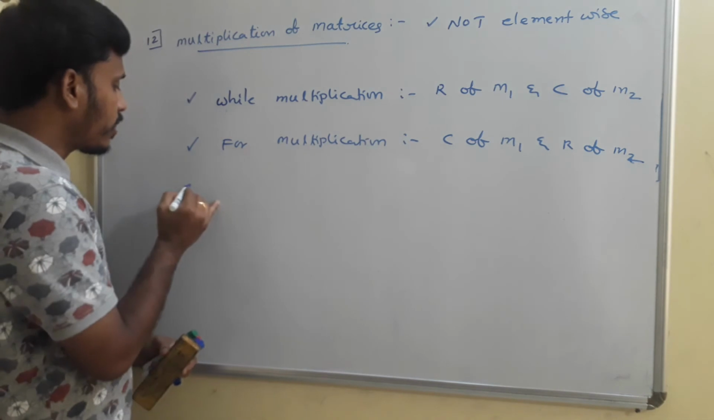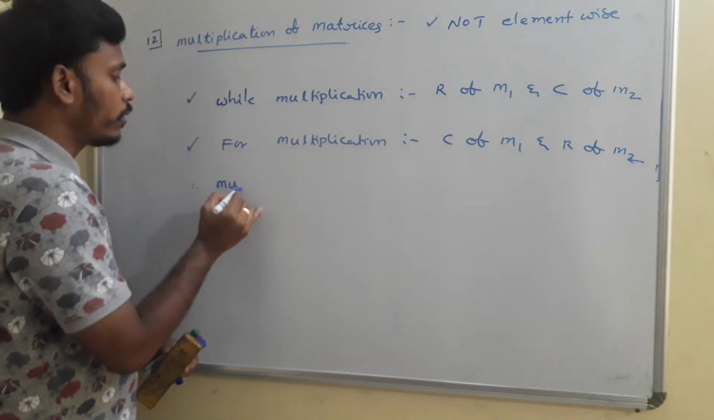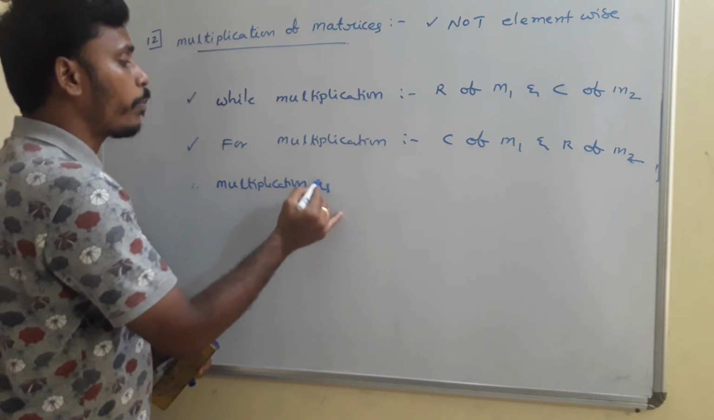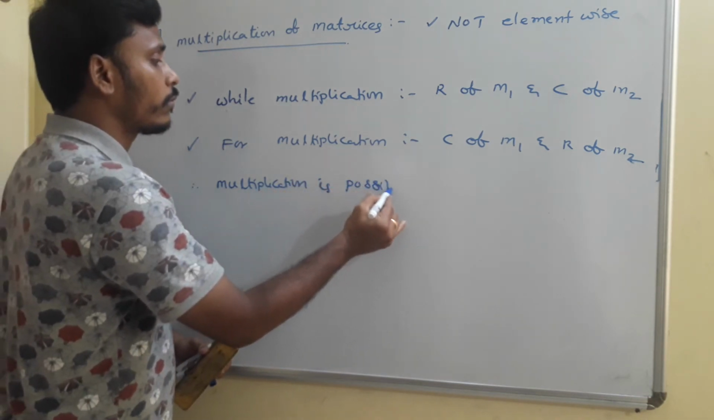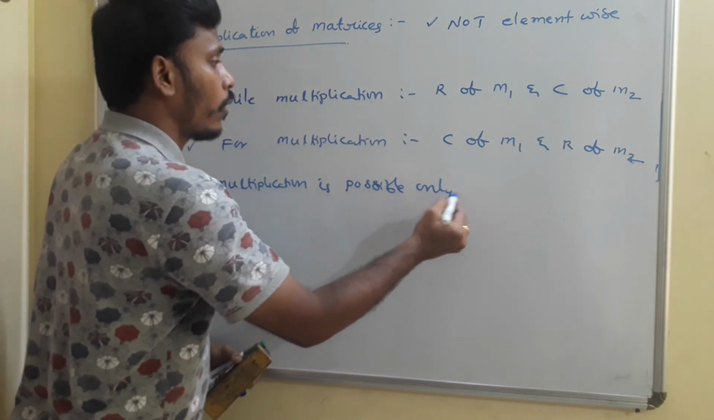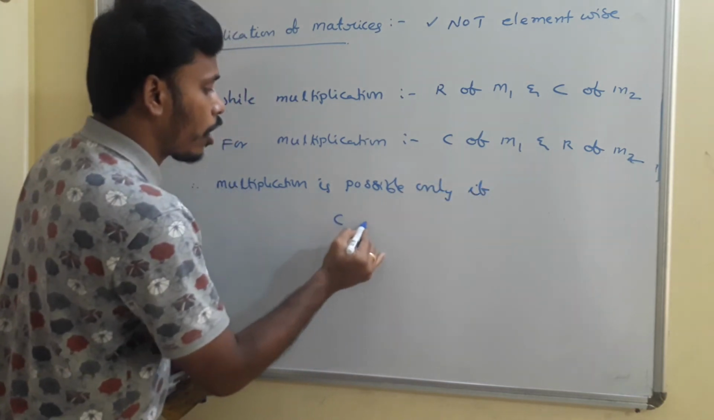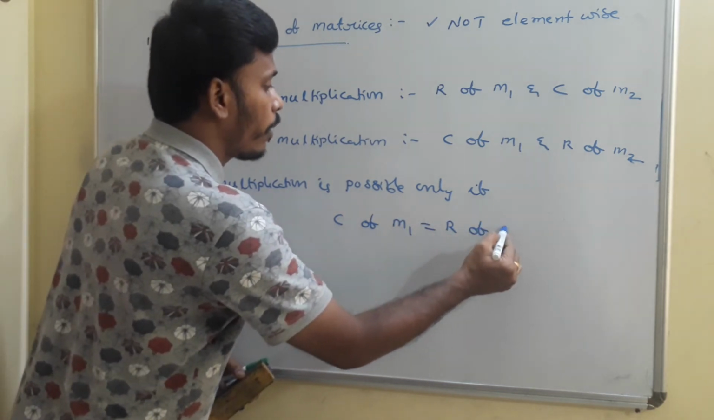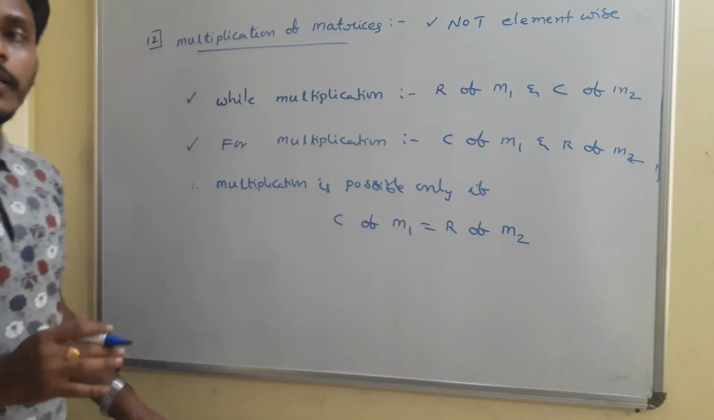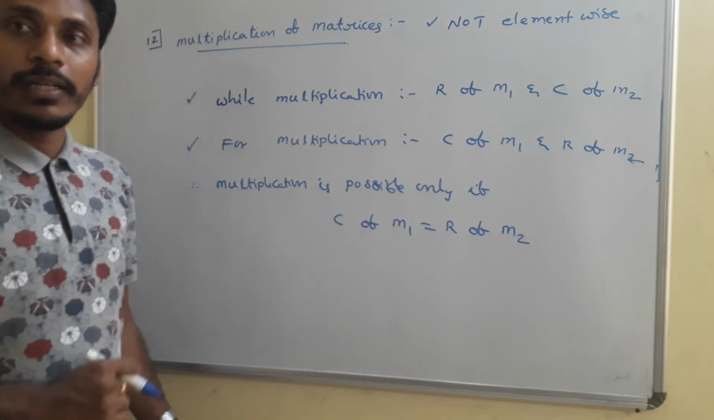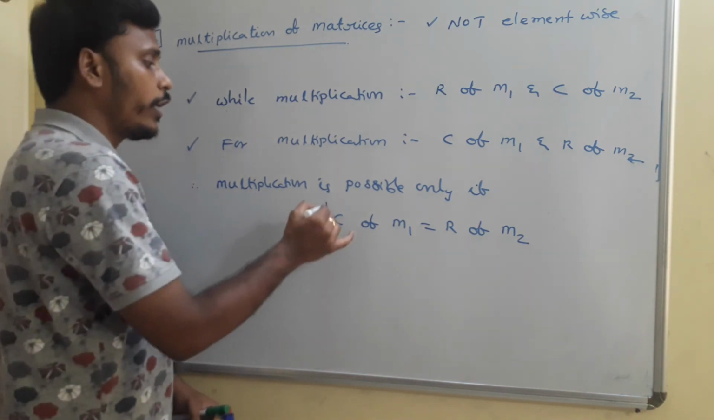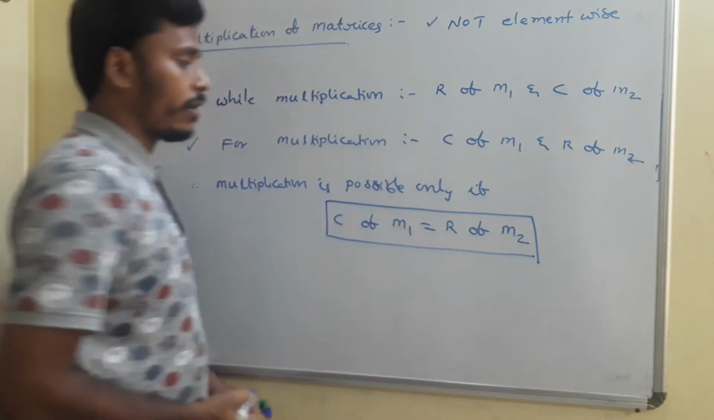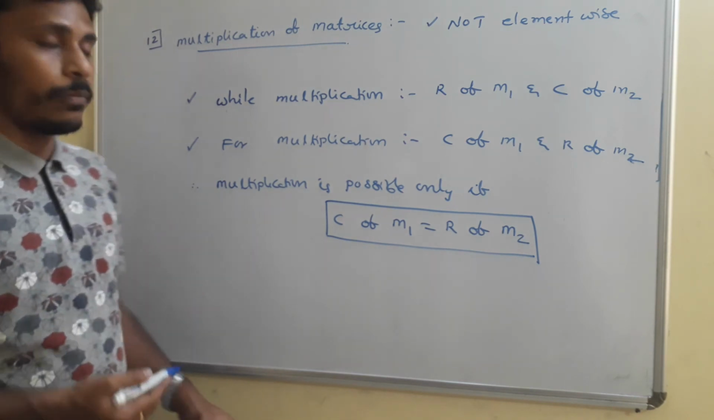And one more idea is multiplication is possible only if columns of matrix 1 is equals to rows of matrix 2. If it happens, then only multiplication is possible, or otherwise multiplication is not possible. Okay, you need to memorize this. Columns of first matrix is equals to rows of second matrix. If it happens, then only multiplication is possible.